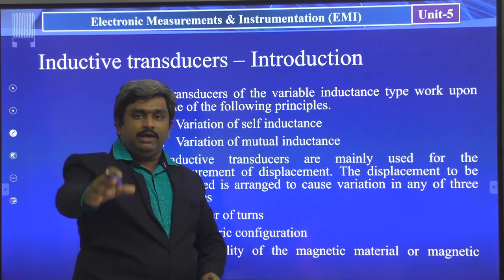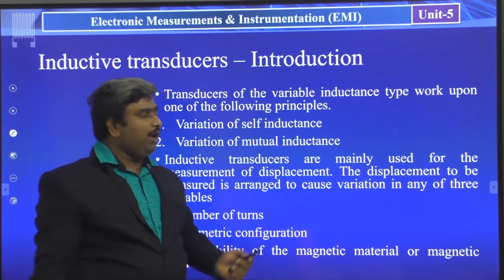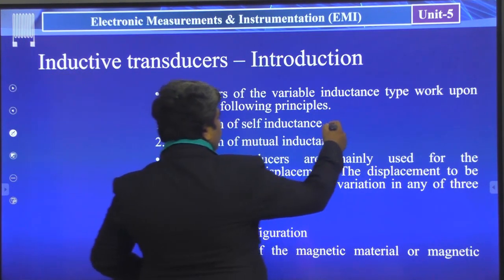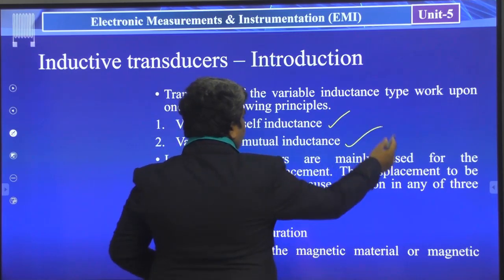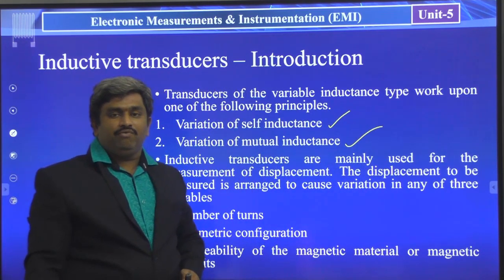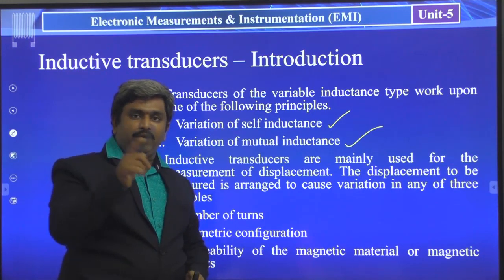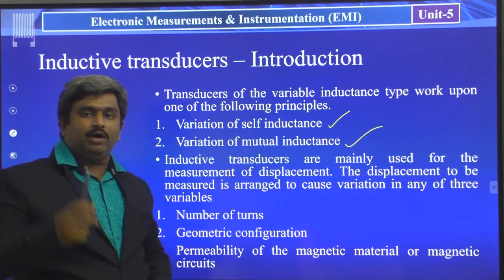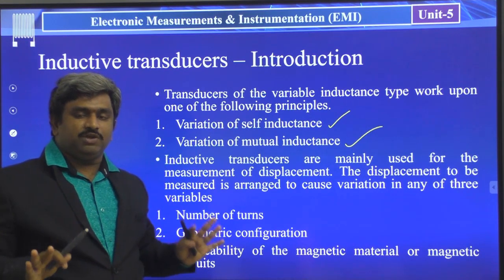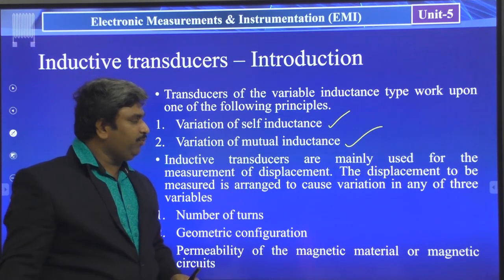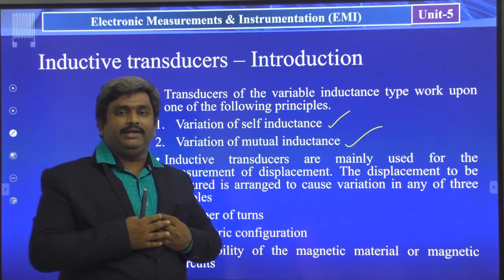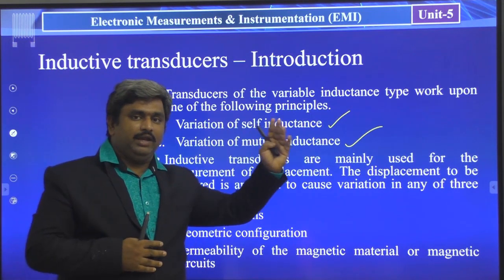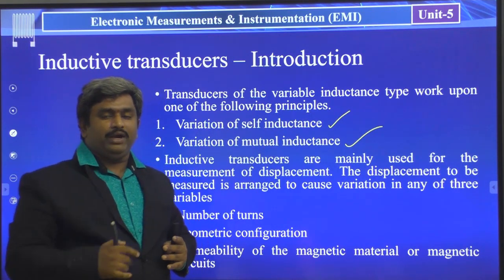Based on the inductance variations, two types of circuits are available: variation of self-inductance and variation of mutual inductance. Variation of self-inductance means we have an inductive coil with a conductor in it. We move that conductor and observe different EMFs. Next, variation of mutual inductance: here we have primary inductive windings and secondary inductive windings.